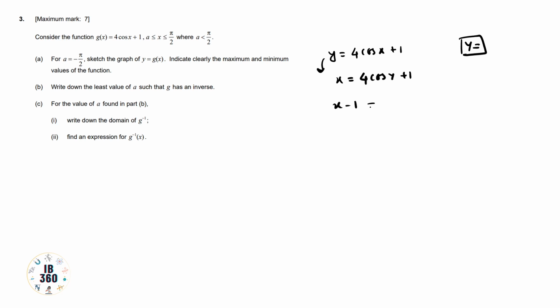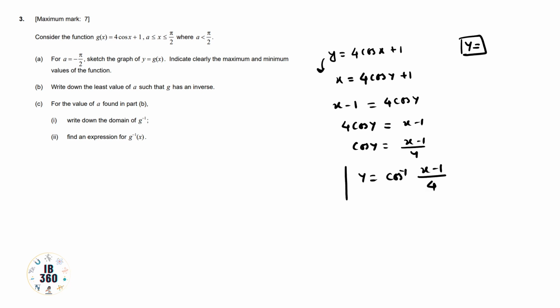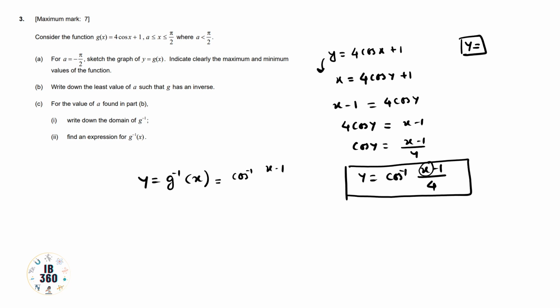Now x minus 1 equals 4 cos y. So cos y equals x minus 1 divided by 4. So y equals cos inverse of (x minus 1) divided by 4. This is the inverse function. As the independent variable in the inverse function is x, that's why we made the change. So G inverse x equals cos inverse of (x minus 1) divided by 4. This is the expression for G inverse x.